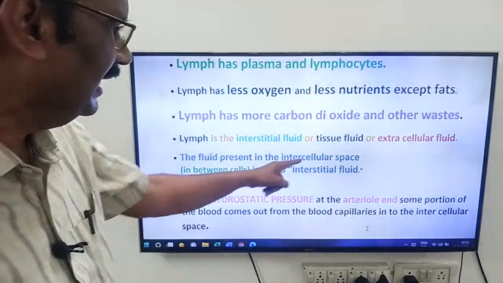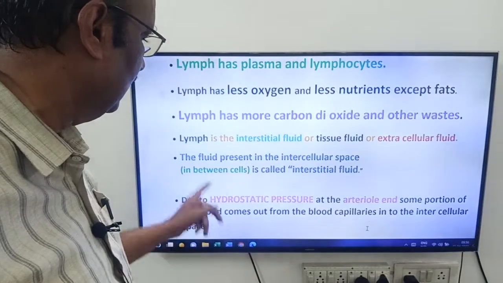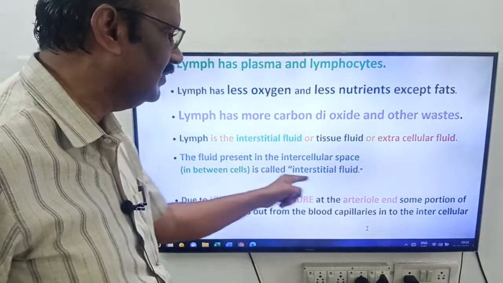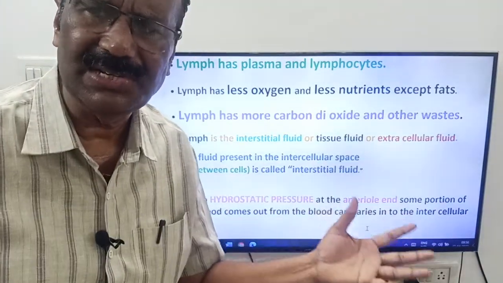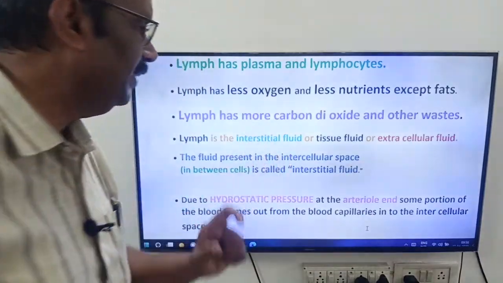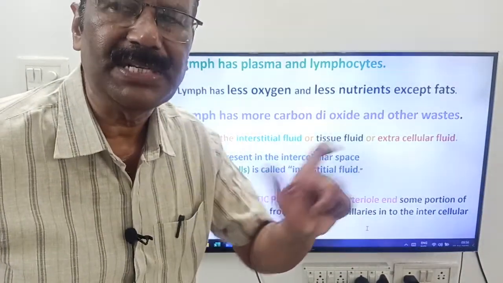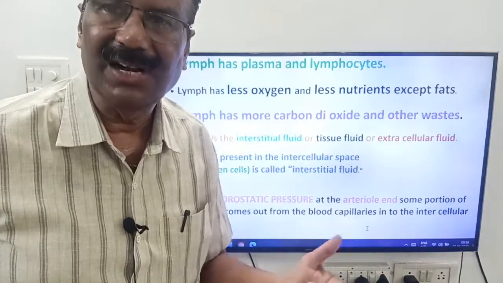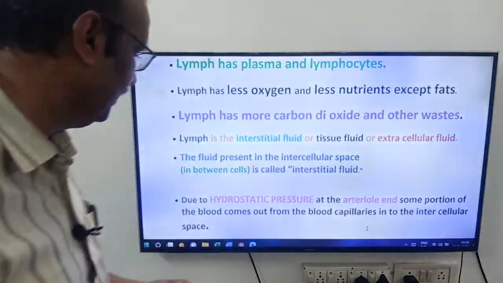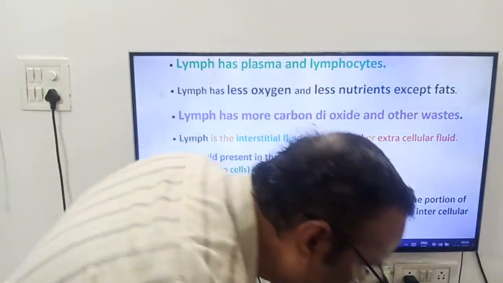The fluid present in the intercellular space, in between cells, is called interstitial fluid. What is interstitial fluid, friends? It is present in the intercellular space. What is intercellular space? The space present between two cells. That is called as what, friends? Interstitial fluid.